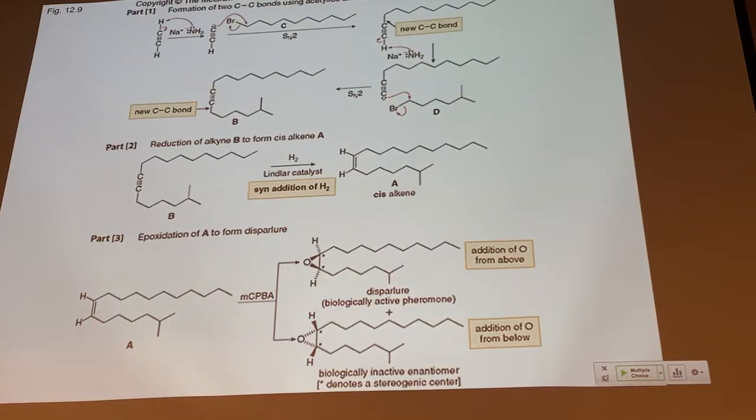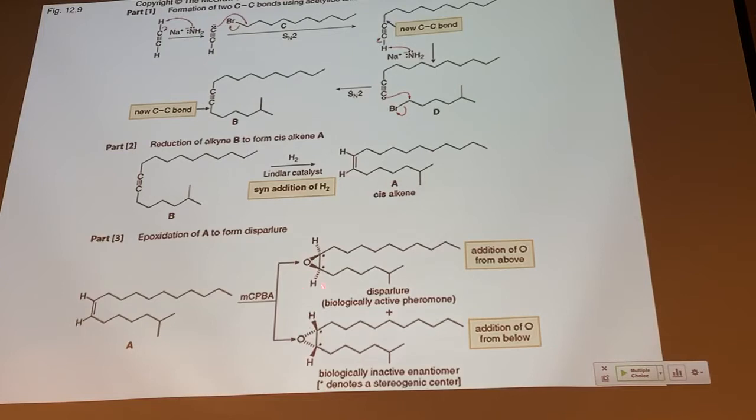Disparlure, this is one of those pheromones. This is the pheromone of the gypsy moth. And it's a chiral molecule. And most chiral molecules, only one of the two enantiomers has the desired bioactivity. In this case, this is the enantiomer that excites the male gypsy moths. And this is the one that does nothing for the male gypsy moths.